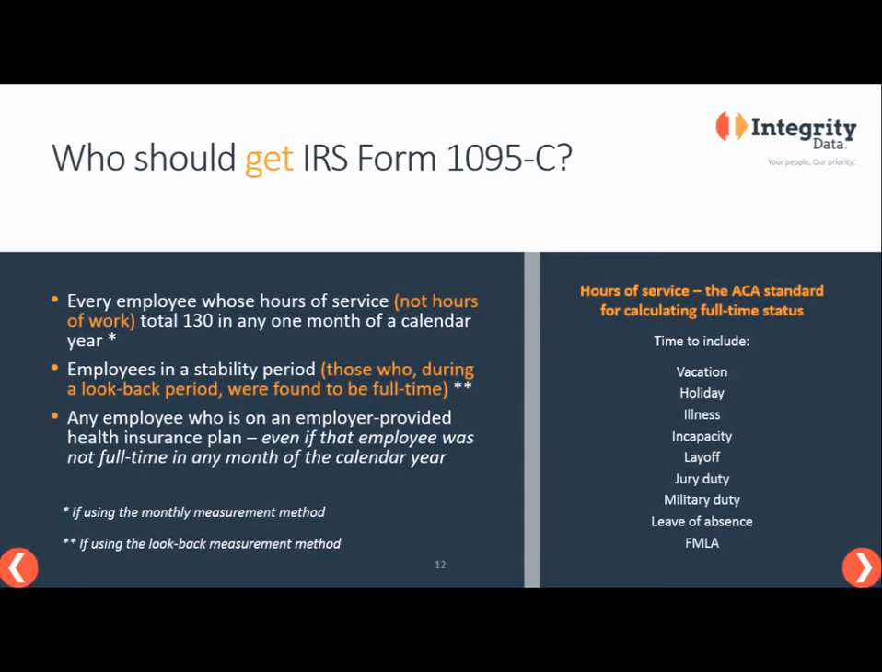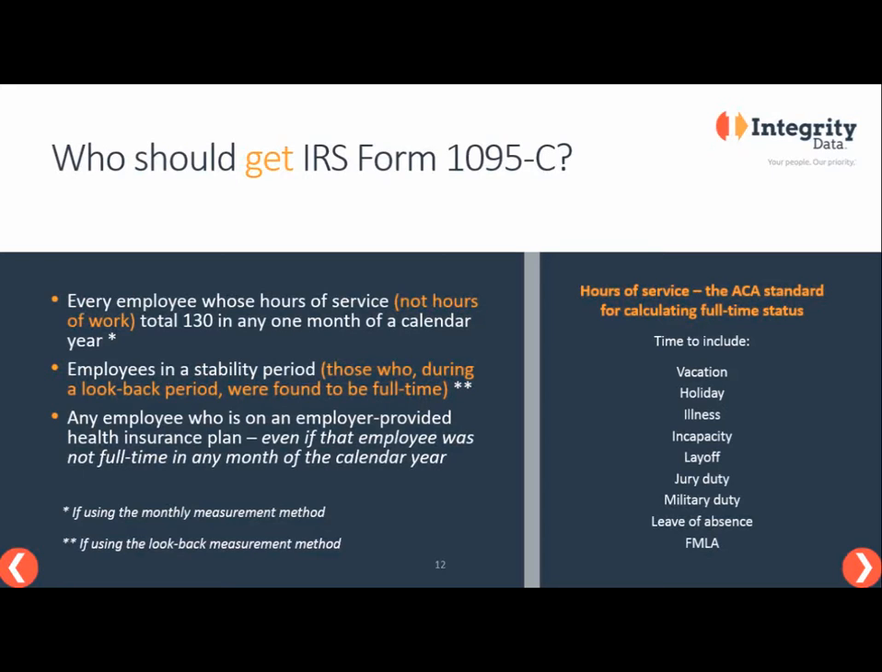And so there are two measurements that you use to determine your eligibility. The first one is a monthly measurement method, and that says that if somebody works 130 hours in any 1 month of the calendar year, they are considered full-time from that time and must be offered health care coverage no later than the first day after the next 2 months.